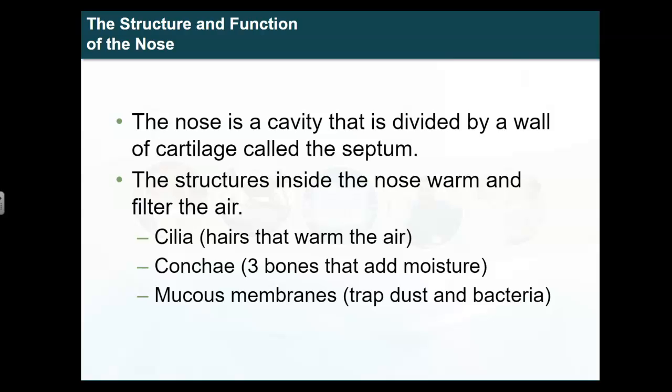The structures inside of the nose warm and filter the air. So you have cilia, which are little hairs inside of your nose that warm the air. They also help trap bacteria and pathogens and prevent them from getting into that mucosal layer inside of your nose. Then you have the conchae, which are the three bones, and they add moisture. And then you have your mucous membranes, which trap dust and bacteria and, again, help to prevent infection. That's the point of those mucous membranes. Also to keep it moist so that you can breathe in warm air.